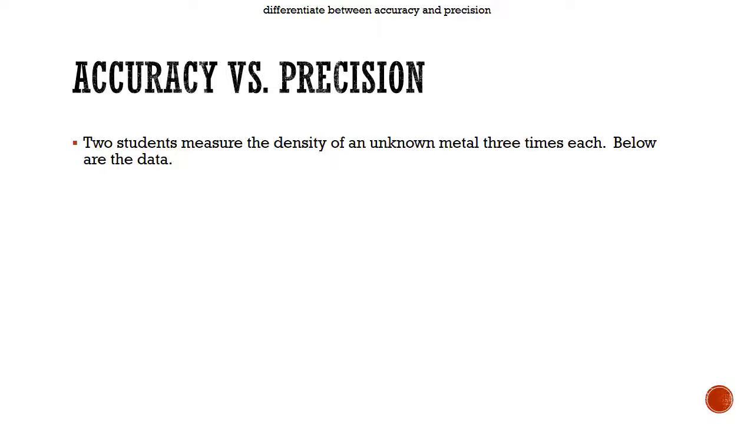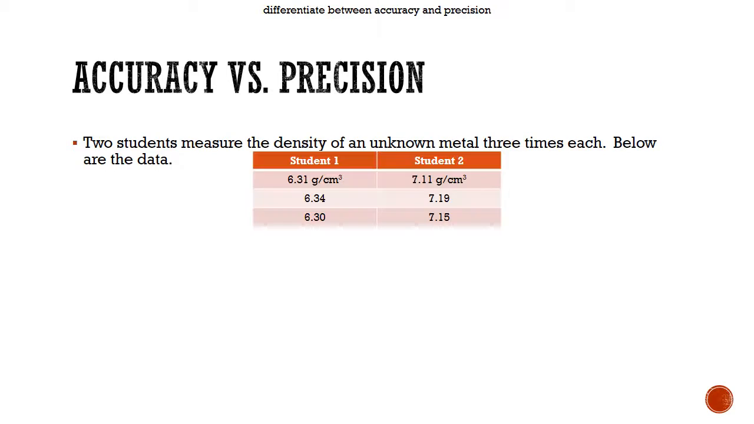So let's look at an example of how this applies to data. Let's say we had two students and they measure the density of some unknown metal 3 times each, and they get the following data. So you can see student 1 measurements here. Student 1 gets these density values. Student 2 gets these density values for this metal. Let's say that the accepted value for the density of the metal is 7.08 grams per centimeter cubed.